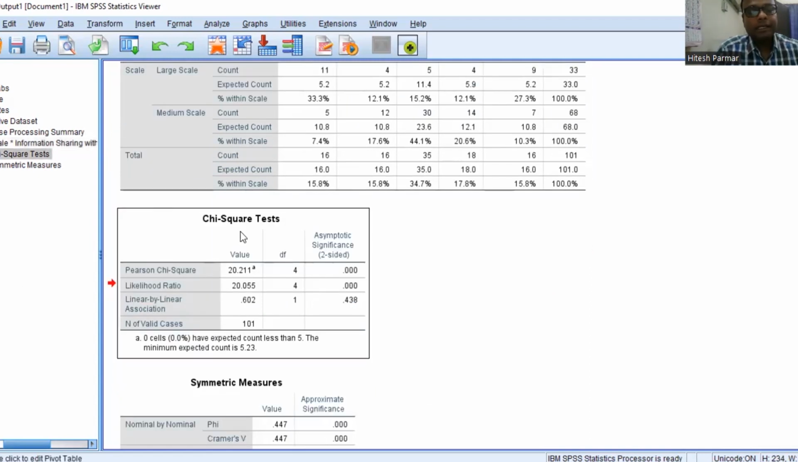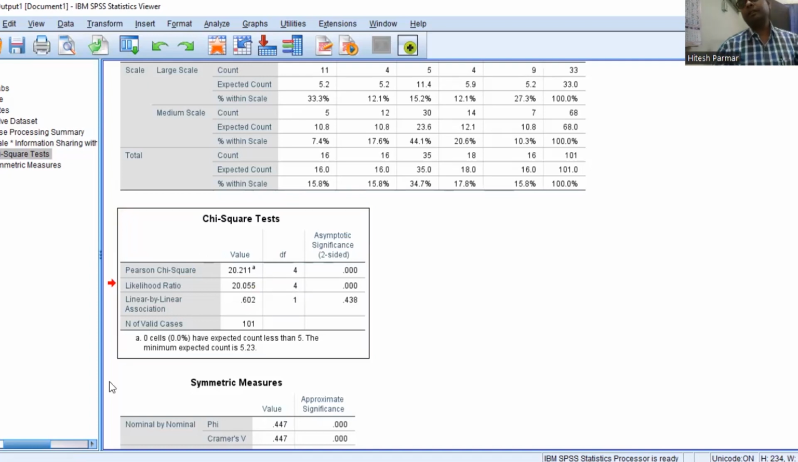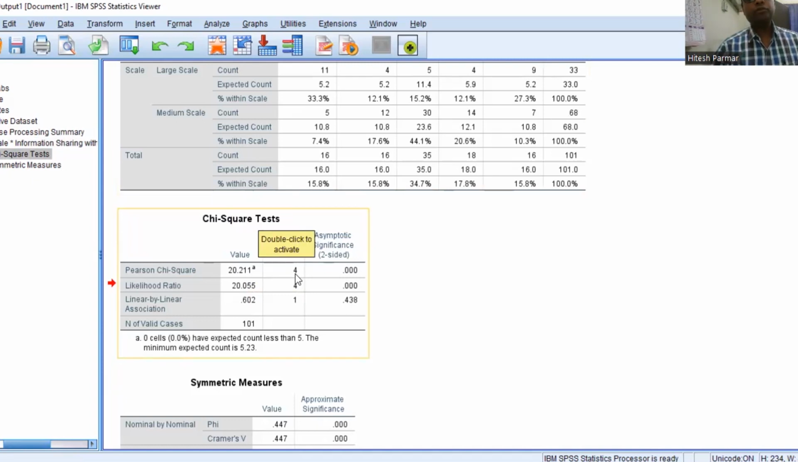Now the second table has the chi-square test, which has a Pearson chi-square value of 20.21. It is the answer for this calculated value of chi-square, where you take observed frequency minus expected one, square it, and divide by expected. So this is 20.21. This is the answer. And at 4 degrees of freedom, the p-value is 0.000. It means the null hypothesis can be rejected.